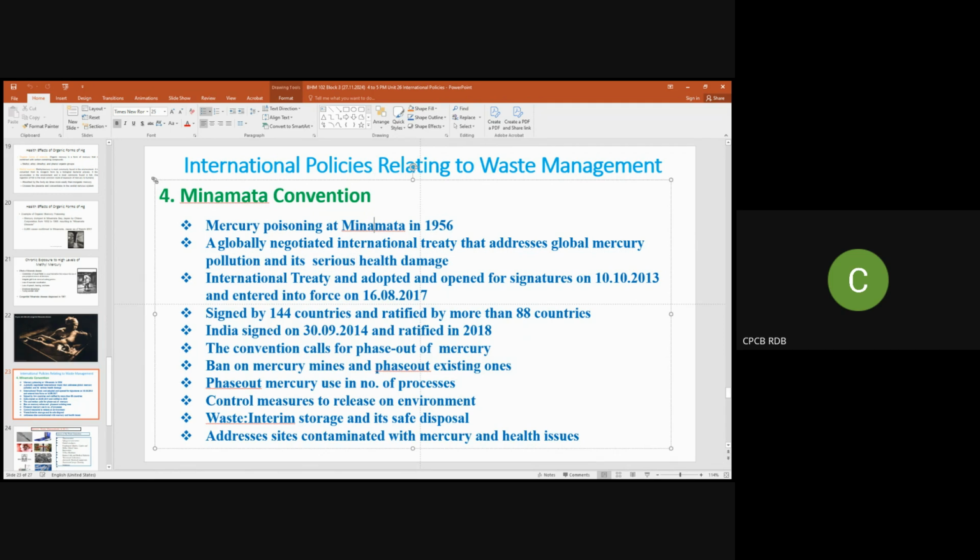In order to manage mercury poisoning, a convention was initiated. There was a mercury poisoning at Minamata in the year 1956, and a globally negotiated international treaty was initiated in order to address global mercury pollution and its serious health damage. The international treaty was adopted and opened for signatures on 10th October 2013 and entered into force on 16th August 2017.